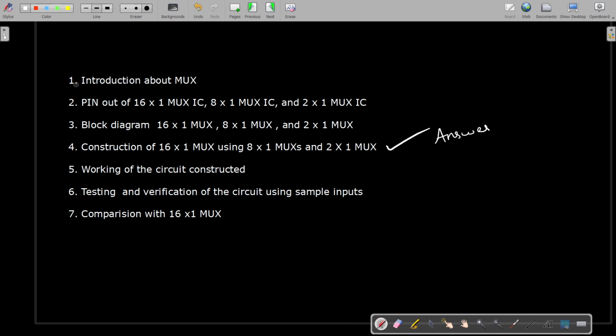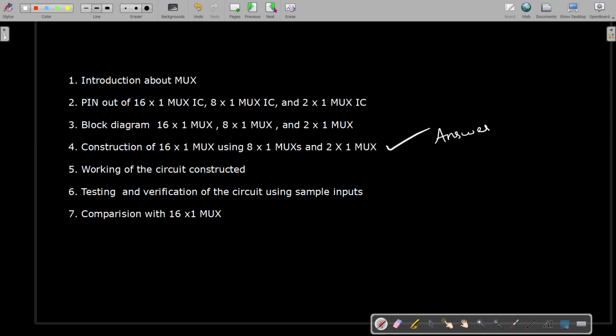So if you want, you can skip all these other steps, first, second, third, fifth, sixth and seventh. But if you want to get a detailed explanation about this construction, then you can go through all these steps. Okay. The fifth one gives the working of the circuit constructed, and the sixth section gives the testing and verification of the circuit using sample input, and in the seventh we'll be comparing the working of the constructed circuit with the 16 by 1 MUX.